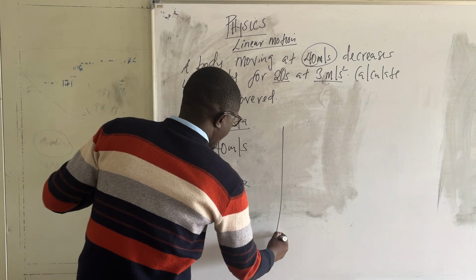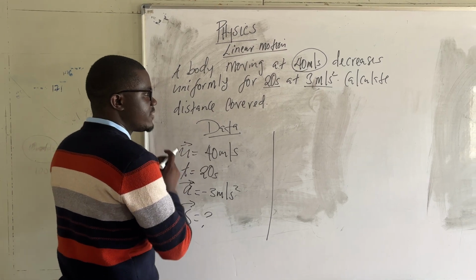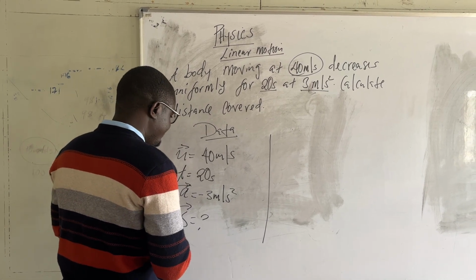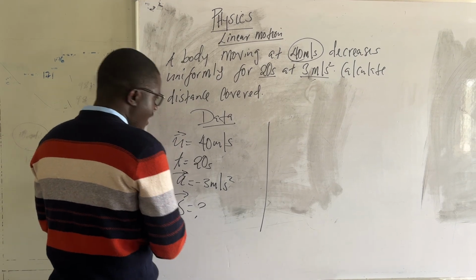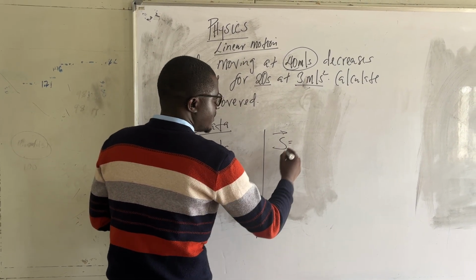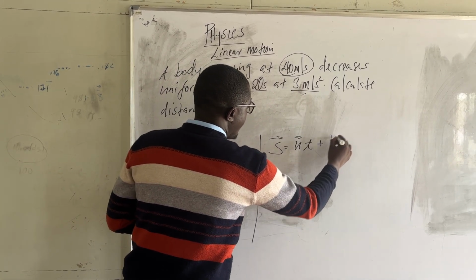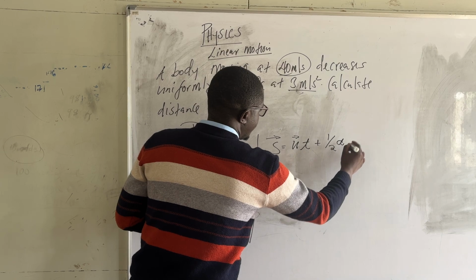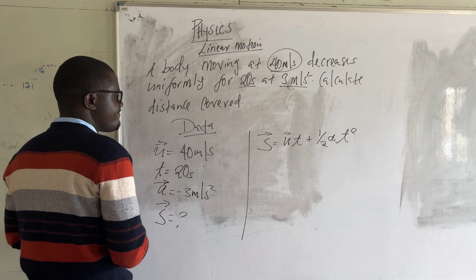Now, boys and girls, when you have this data here, we'll be able to tell which formula we use. Now, from the information given here, I'll use this equation. So say displacement is equal to initial velocity times time plus half times acceleration times time squared, like that.